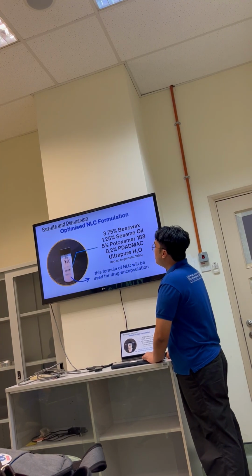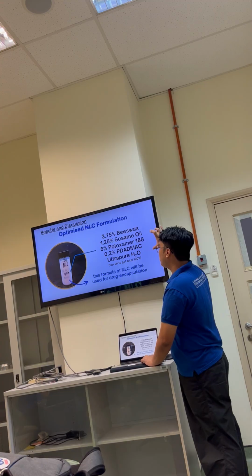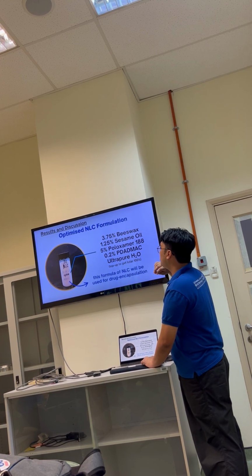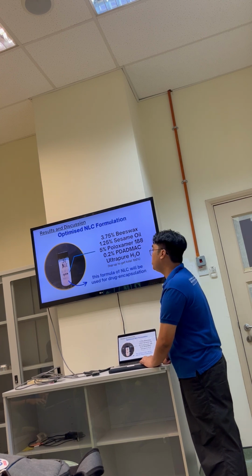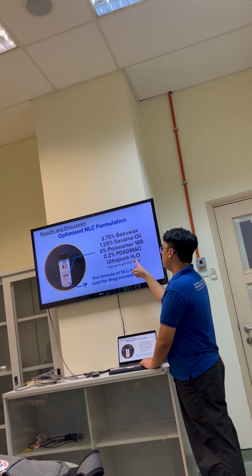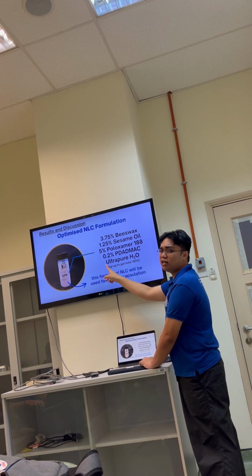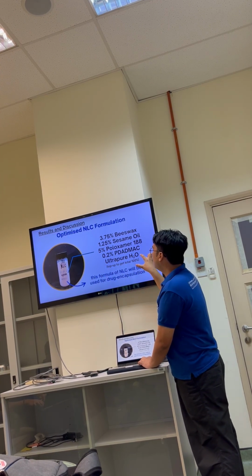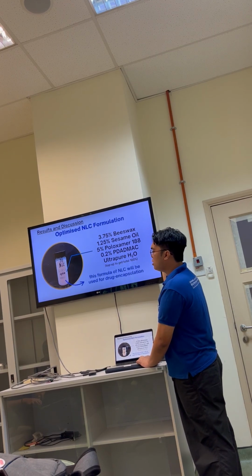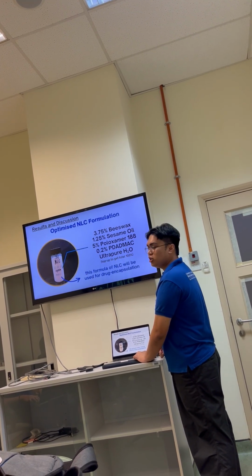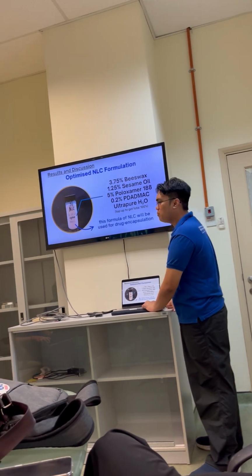So the optimized NLC, the bare NLC without the drug yet, we have chosen this specific formulation, which is composed of these amounts of components. As for the ultra pure water, we just add just enough, because this acts as a diluent, right? So we just add enough to get the final volume that we would need to get the specific concentration that we would need. So this formula will be used for drug encapsulation purposes.